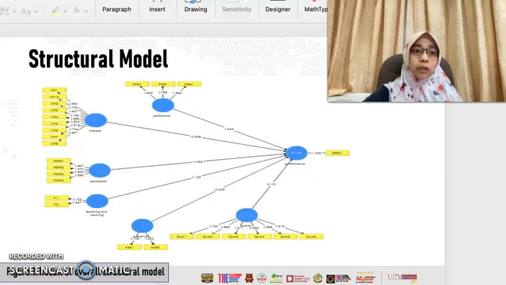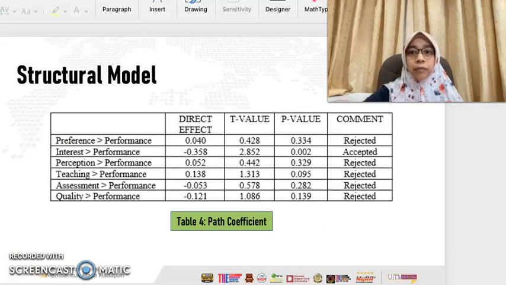This is the structural model of this study. From here, we can see that all other factors are not significant except for interest, based on the path coefficient and performance. It shows that interest is the only variable that is significant. So what can we say from here? We see from the findings that preference, perceptions, teaching and assessment are all not significant except for interest. This is a very interesting finding.